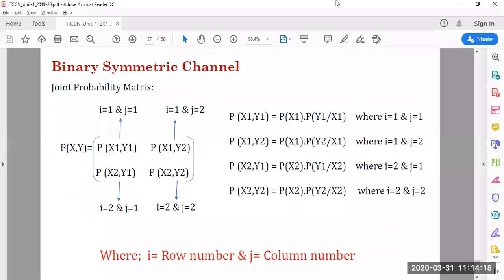What is your answer for P of x comma y? What is your first element, that is P of x1 comma y1? Please send the answer in the chat box.